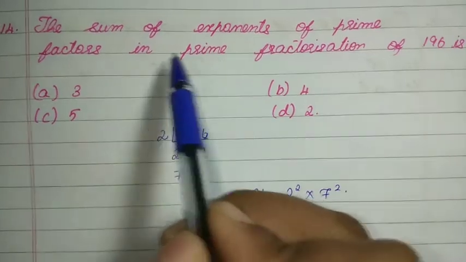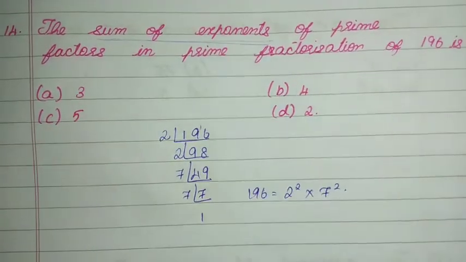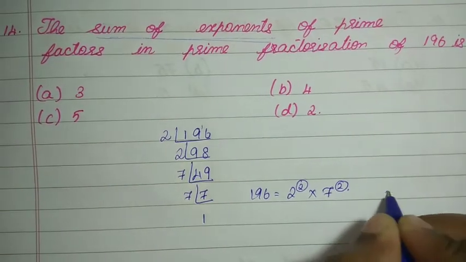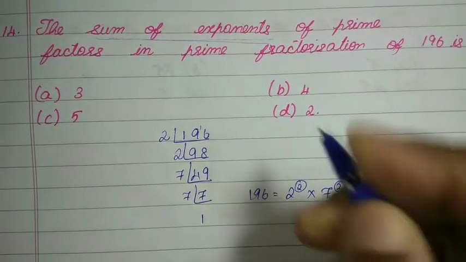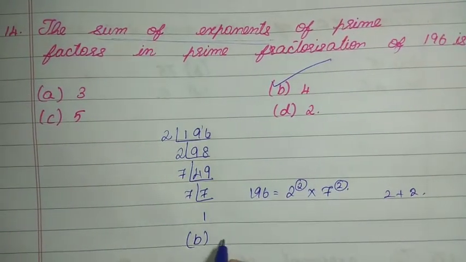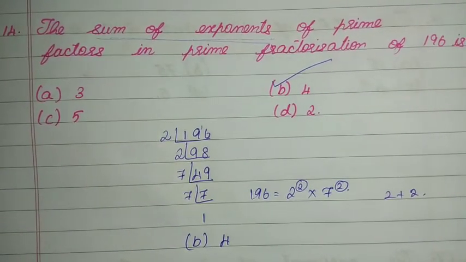So they have asked the sum of exponents. Exponents means powers. Sum of powers: 2 plus 2, which is 4. So therefore option B is right. So I will write the answer as option B, 4.